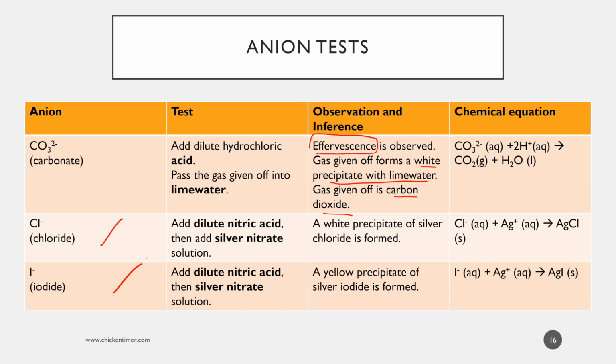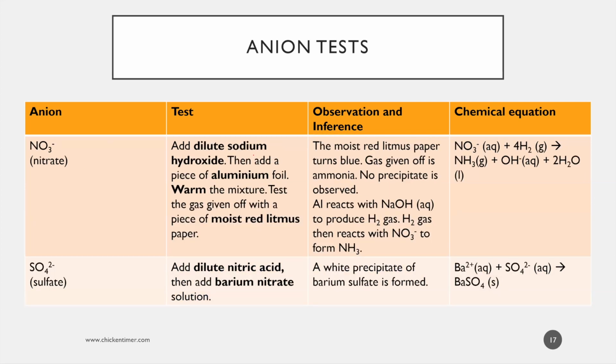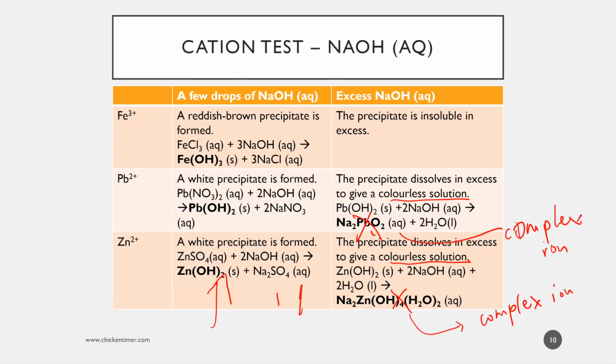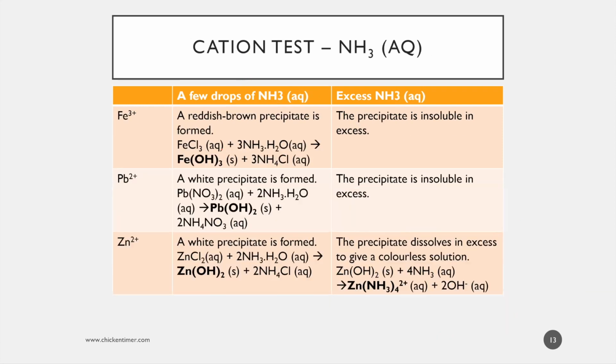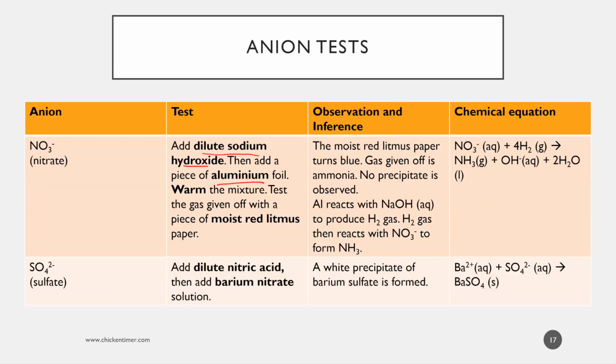Okay. Then if the test result in the flowchart says white PPT, then that means chloride ion is present. If in the flowchart it comes out yellow PPT, that is iodide. No, nothing else. Then nitrate is the one with aluminum and sodium hydroxide. This one, right, and this one is a bit similar. This one uses sodium hydroxide, the cation test. Then the nitrate test also uses sodium hydroxide. Yeah, but the difference is the piece of aluminum.